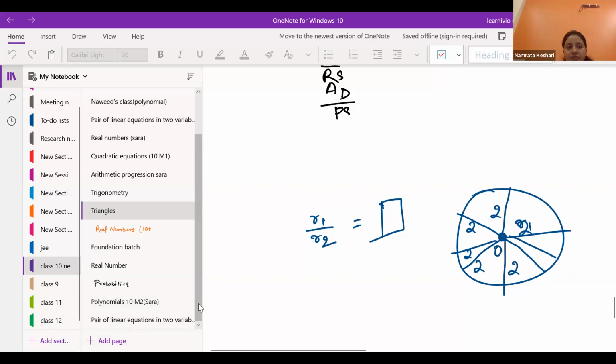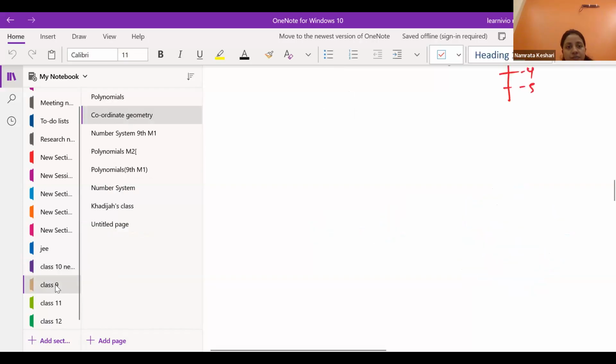Yes, ma'am. Okay. So that's why I'm just going to show you 2 to 3 random divisions. Same logic you need to use over there. And today we'll be finishing this chapter. We are done with this one. So we can also start the next chapter, that is coordinate geometry.